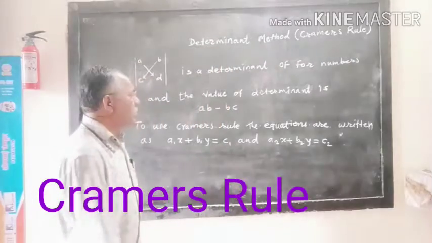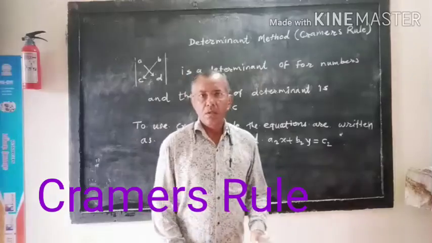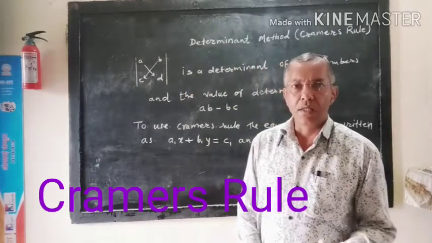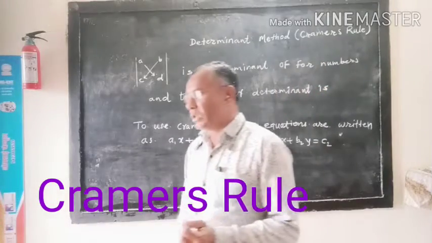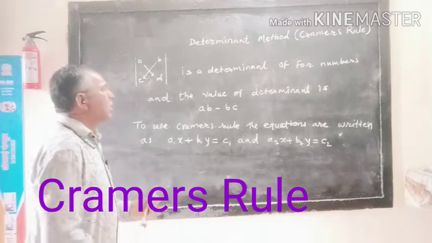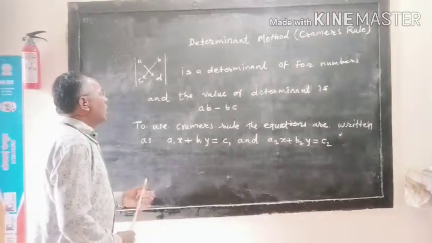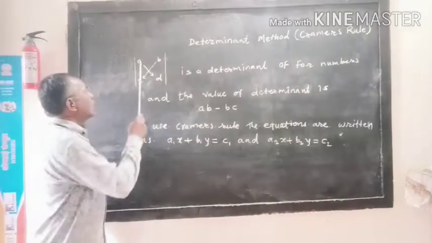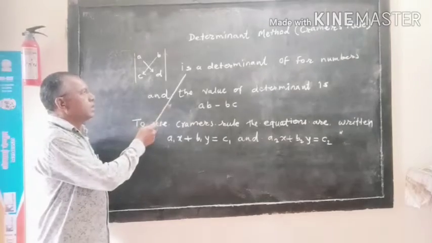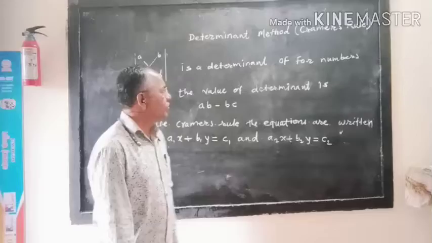Friends, today we are going to start exercise 1.3, and in this exercise 1.3 there is Cramer's rule, or the determinant method. Here A, B, C and D, this is a determinant for the four numbers.